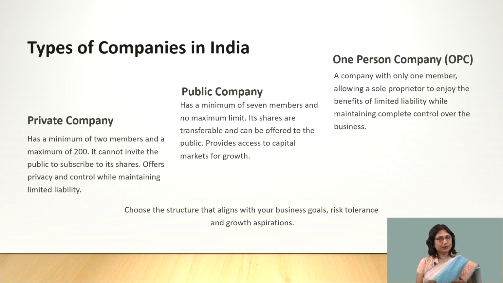When I say public subscription, it means it cannot ask the general public to contribute for its shares or contribute for its capital to start or to run the business. So it has a relatively more private structure and control as compared to the public company. Public company has a minimum of 7 members and no maximum limit. There may be any number of members in the form of shareholders in case of public company.